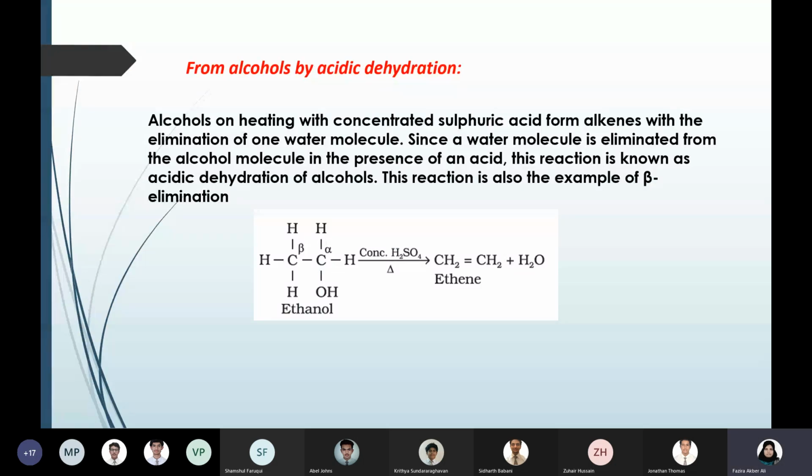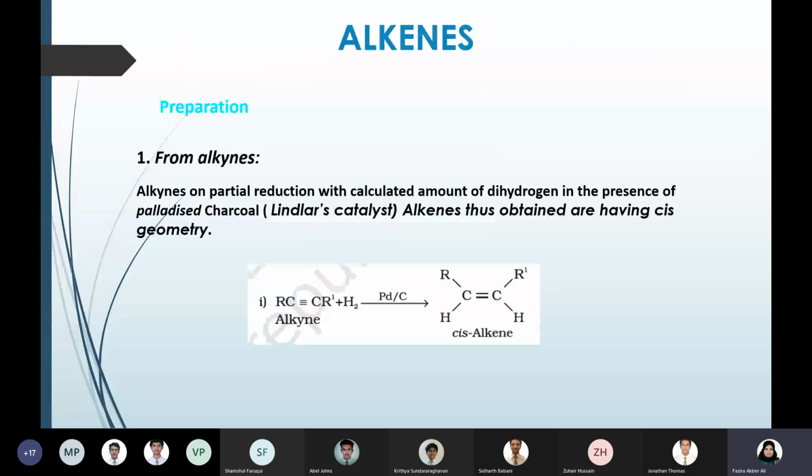Okay, anyway, we'll just quickly go through all the methods, then we proceed. So we were in alkenes, the preparation. First one was from an alkyne, a triple bonded compound, on reduction, that is adding hydrogen in presence of a catalyst. Based on the catalyst used, you will get different geometrical arrangement of the product. If you're using Lindlar catalyst, that is palladized charcoal, you get cis alkene, and liquid sodium in liquid ammonia will give you the trans isomer. So that is the basic difference between reduction using different catalysts.